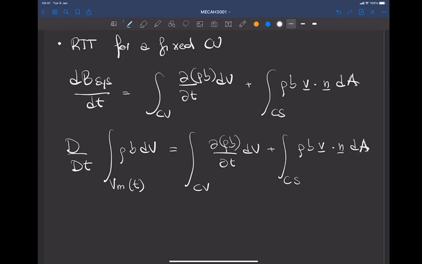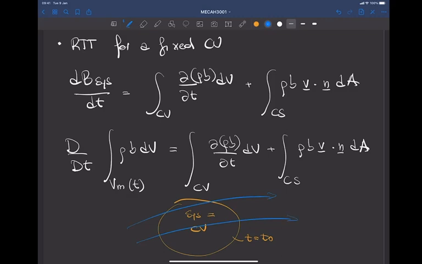Okay, now let's remember a little bit what we said about our system. So we know that this is our system at time equal t0, and we imagine that at this time, the system and the control volume are coincident. We have a certain flow, of course, here.